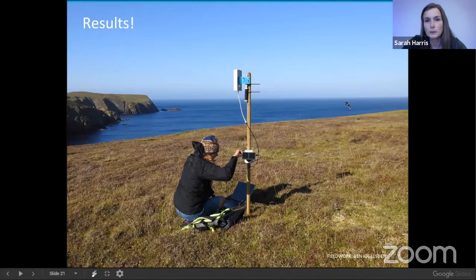I will say that all my pictures make it look like Faroe was just constantly sunny, but sadly that wasn't the case. I think that's just the days I took the camera out.